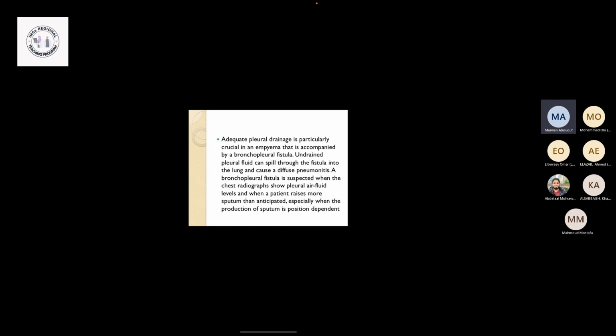So if the empyema or the infected pleural fluid has an air level within it, we can think that it may result in a fistula, and also if the production of sputum is positional as a chief complaint for the patient.